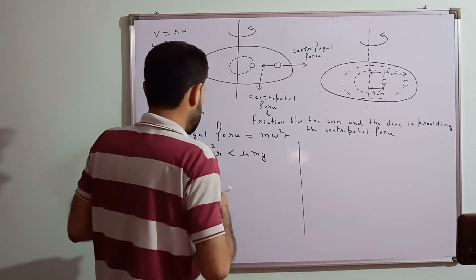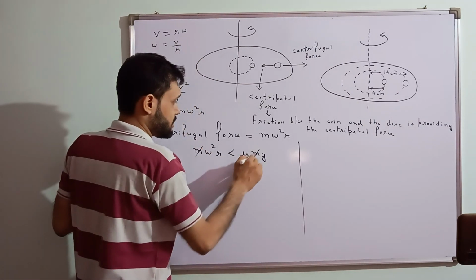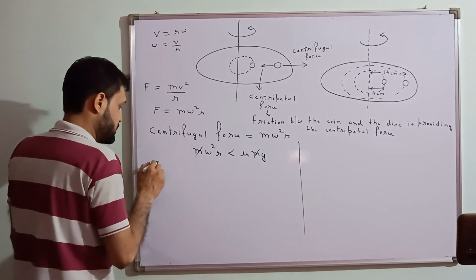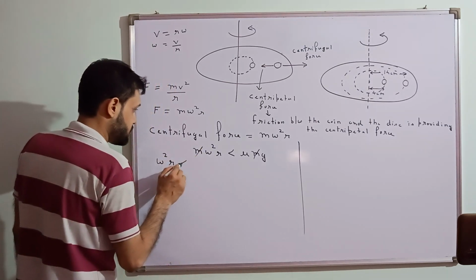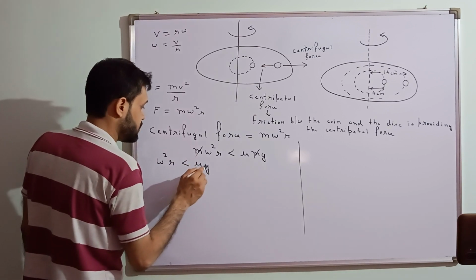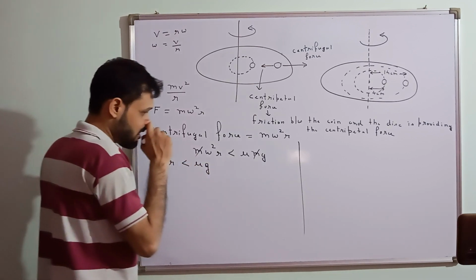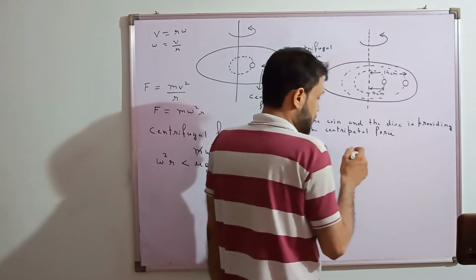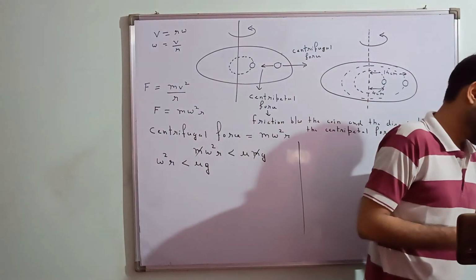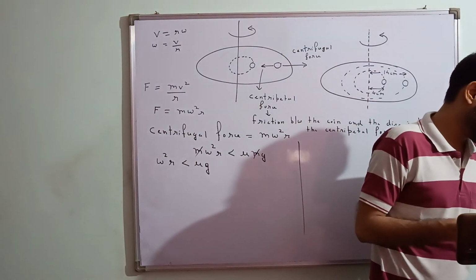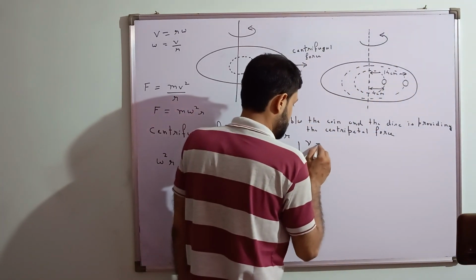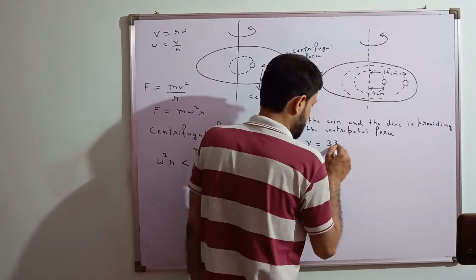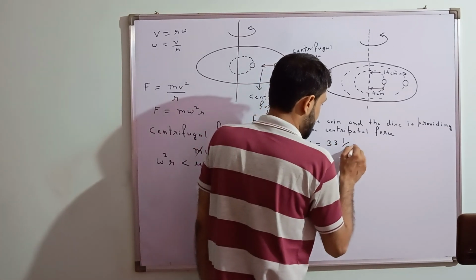You can see over here, this thing will get cancelled. You can see over here, omega square r is less than mu times g. This is how it is, and we know what they have given in the question. This is revolving with 33 1/3 rpm. This is the frequency they are giving. Frequency is 33 1/3 rpm.